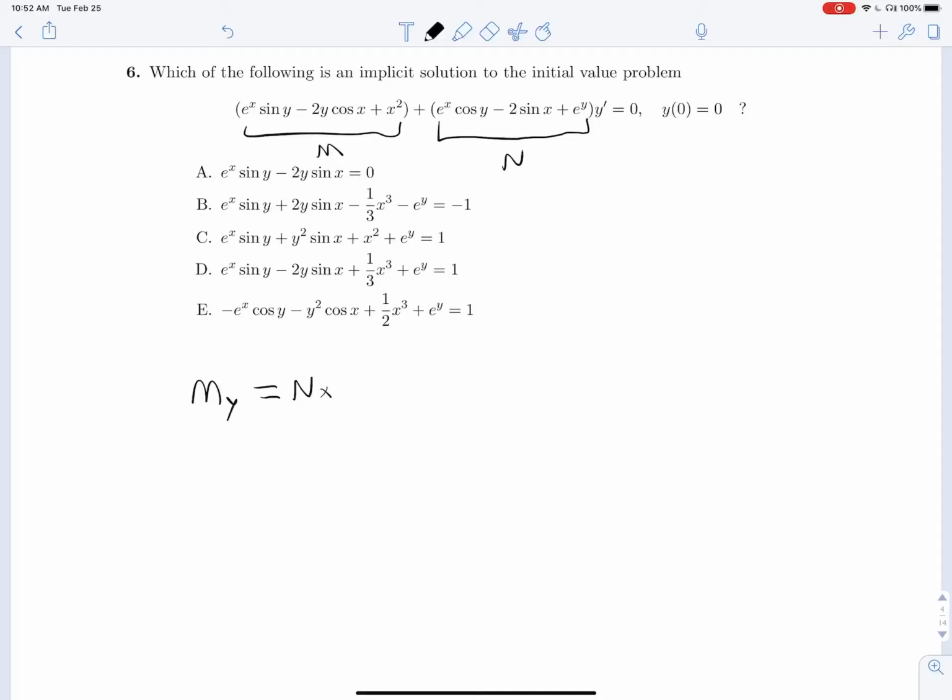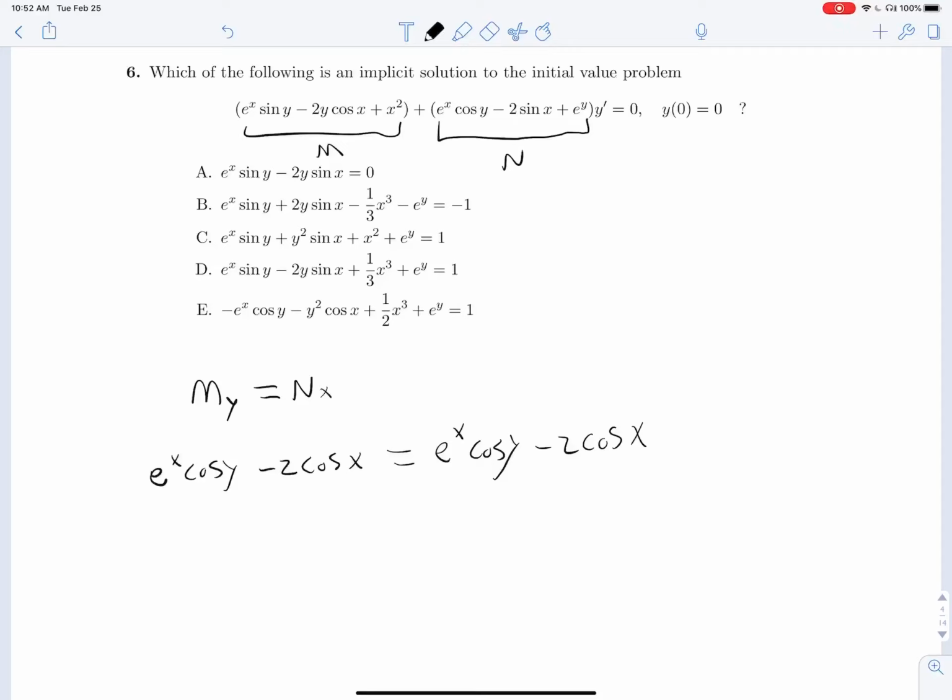My is the partial derivative of M with respect to y. That will give us e to the x cosine y minus 2 cosine x. And let's see if that's equal to Nx. Well, Nx is going to be e to the x cosine y minus 2 cosine x. So it's true. So our differential equation here is exact.